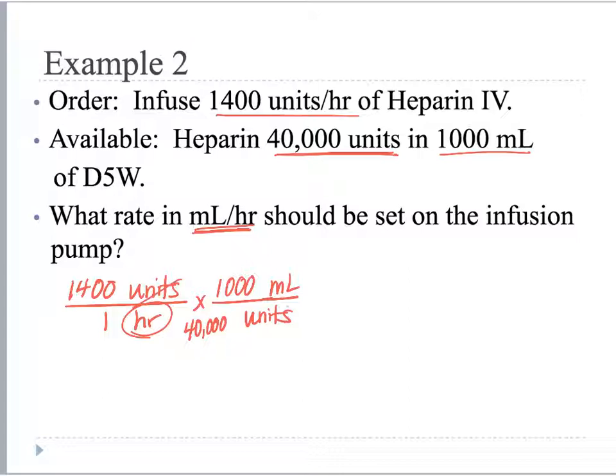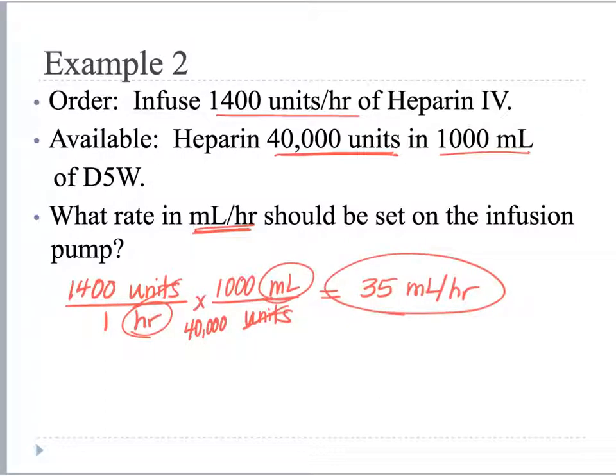So my units are going to cancel. I end up with mLs. So we have milliliters per hour. I'm going to multiply the numerators, divide by the denominator, and I end up with 35 milliliters per hour. If it didn't come out to be a whole number, then I would round to the tenths.